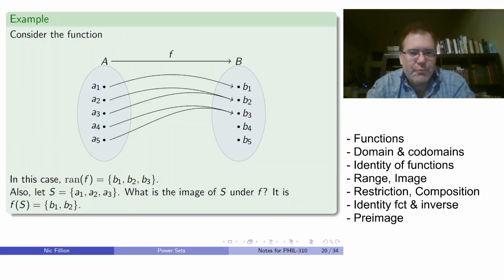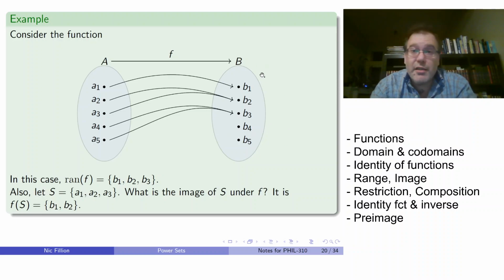So here's an example. Now we have a function with domain A and codomain B. First let's check that it's a function. Every element of the domain is mapped onto at least one element of the codomain and at most one element of the codomain. It's not like there's an object with two different arrows that go from it to two different objects. So that's a function.